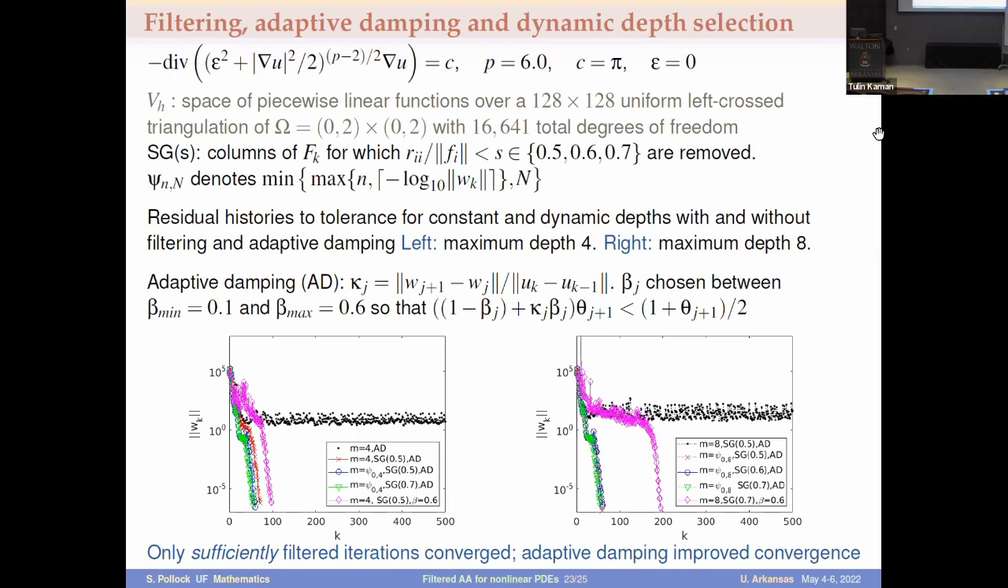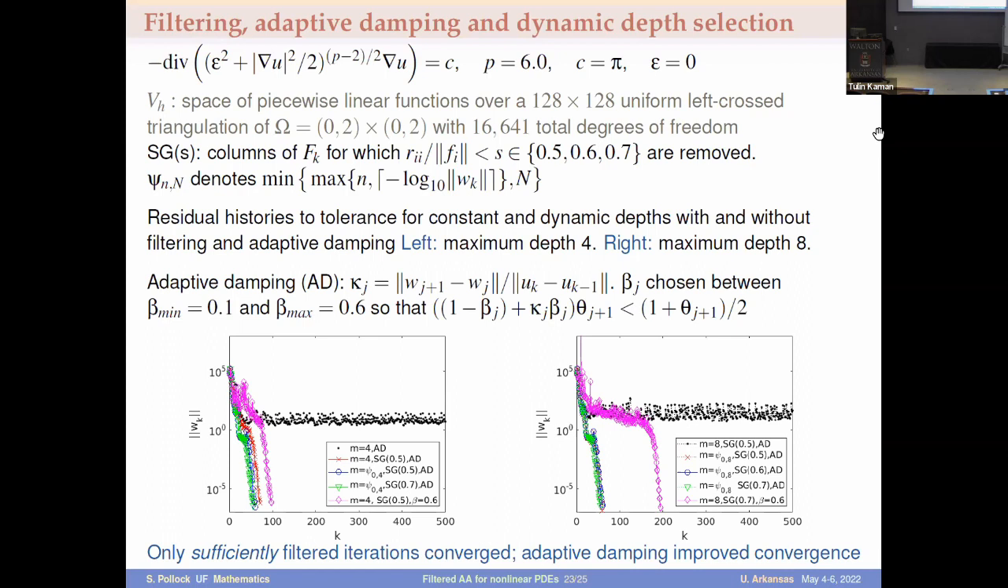If you made it too small, you wouldn't make any progress, and I just didn't want to let it become too big. So we see here, if we use m equals 4 with adaptive damping and no safeguarding, it actually doesn't converge at all. But if you apply the filtering or the dynamic depth, it actually converges quite quickly in about 100 iterations. One of the points here is that sometimes when you just apply Anderson in its most simple sense, and even if you just increase the depth, you're not going to see convergence. But if you start to apply some of these strategies based on the theory, you can get really nice convergence from it.